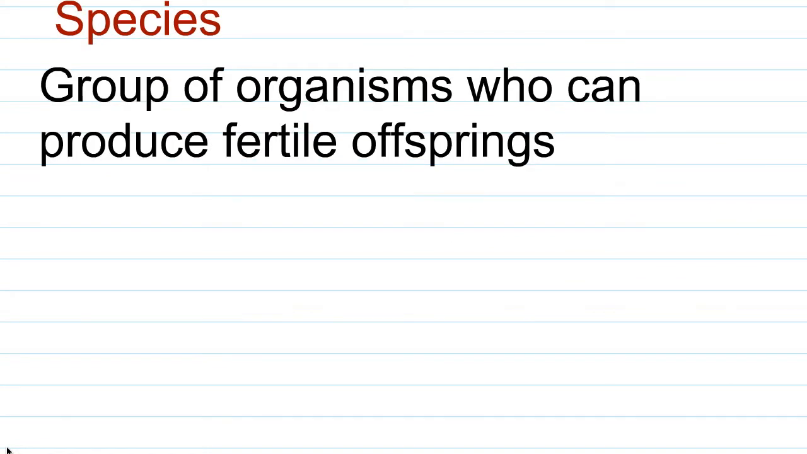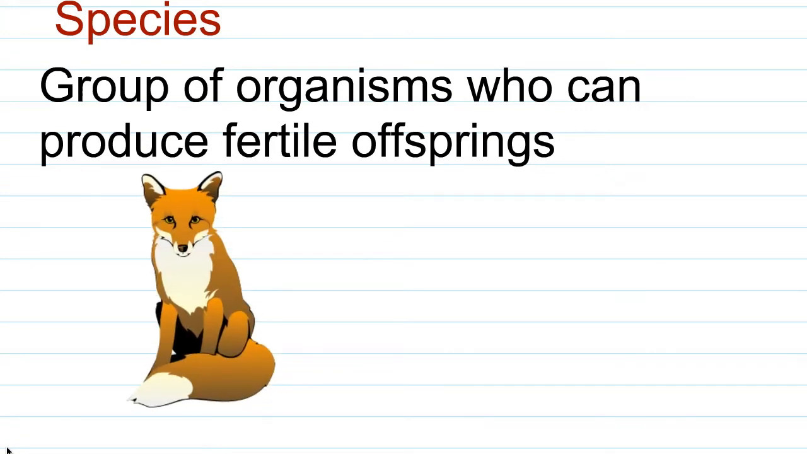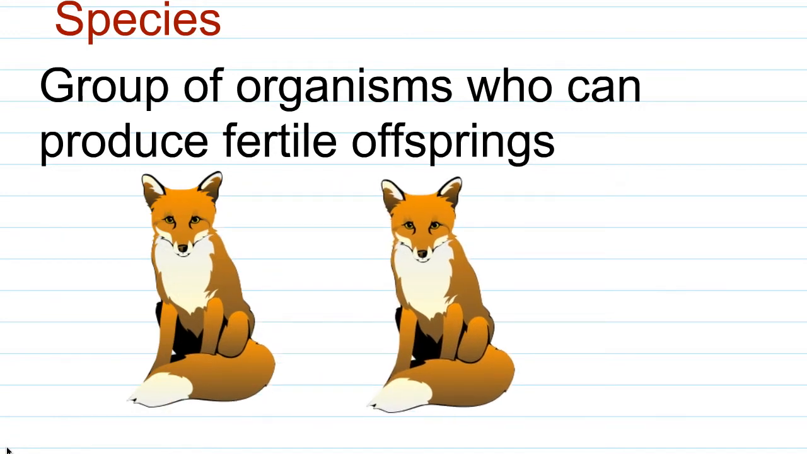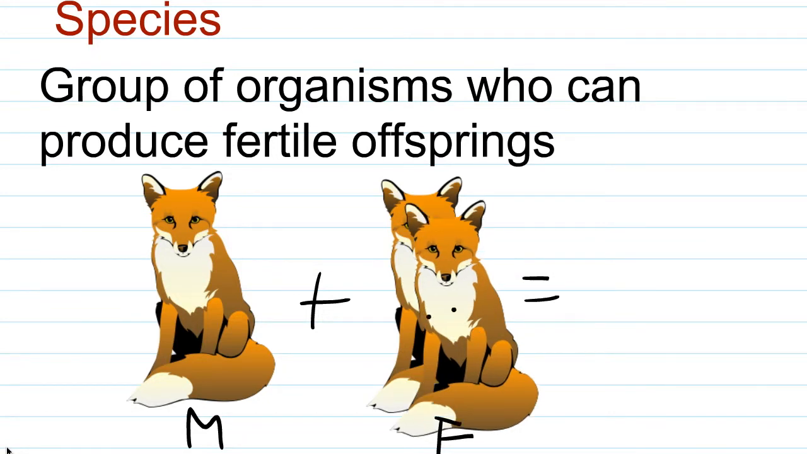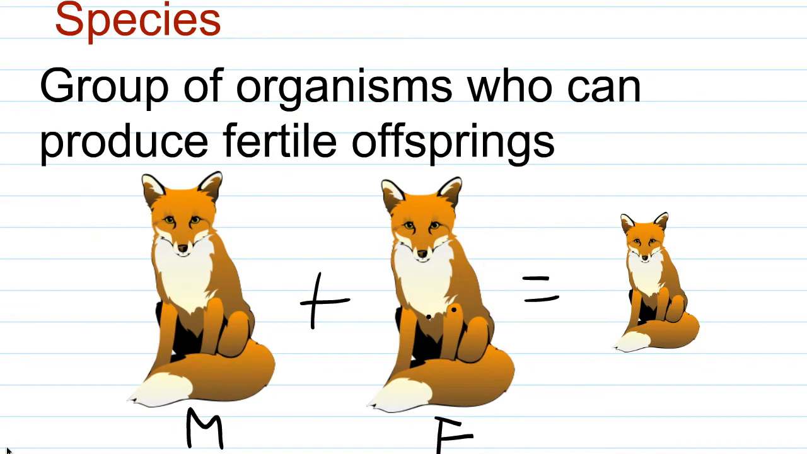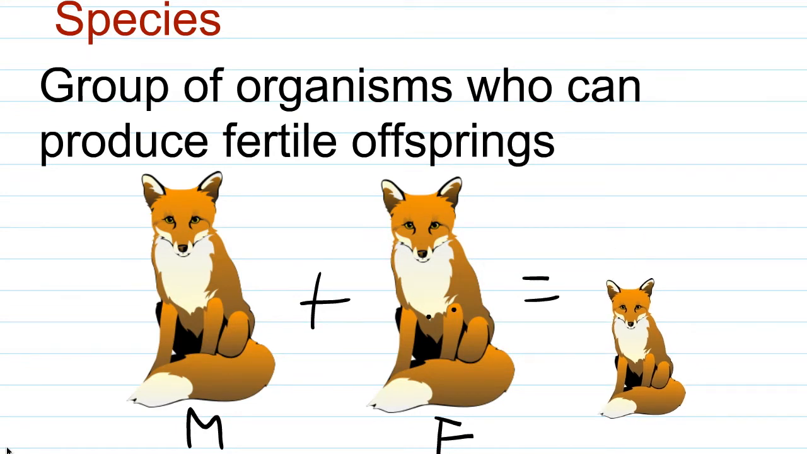And then we have species, a group of organisms who can produce fertile offspring. So again, if we think about foxes, for example, you want to get a male one and a female one. Together, they can equal a little baby fox. Little baby fox. Oh, there you go, cutie.